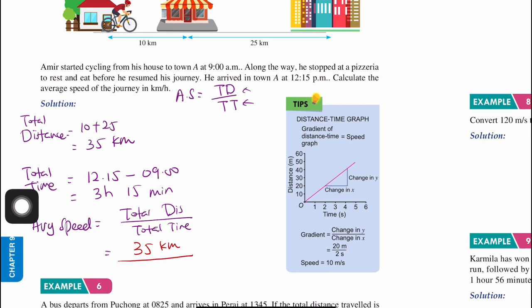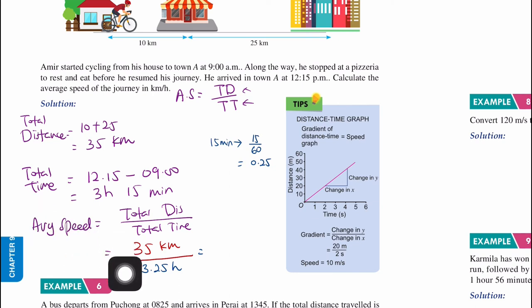So kita cuba convert. 15 minutes, nak tukar ke dalam hours macam mana? 15 divided by 60, betul? You will get 0.25. So total time is 3.25 hours. Boleh? So press your calculator. 35 divided by 3.25, and you will get something like 10.77 kilometer per hour.